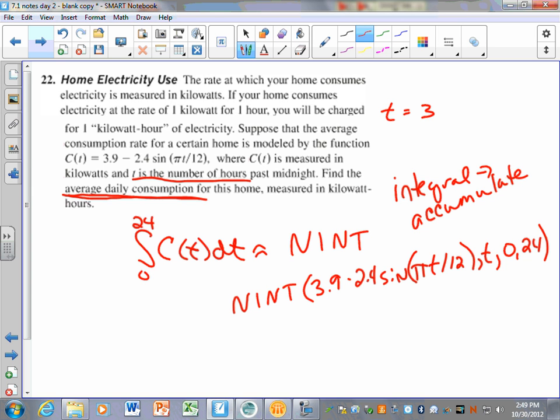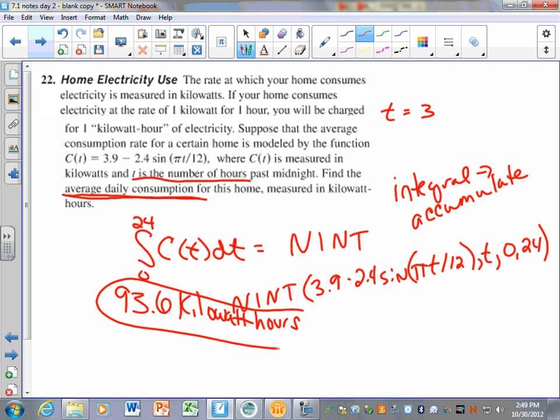And so what do you get? 93.6 kilowatt hours. And we'll do more of this as we go on and as we get closer to the AP test, but there's one on your homework today like this. I don't expect you to integrate that by hand. I expect that you just recognize you can integrate it and use your calculator.